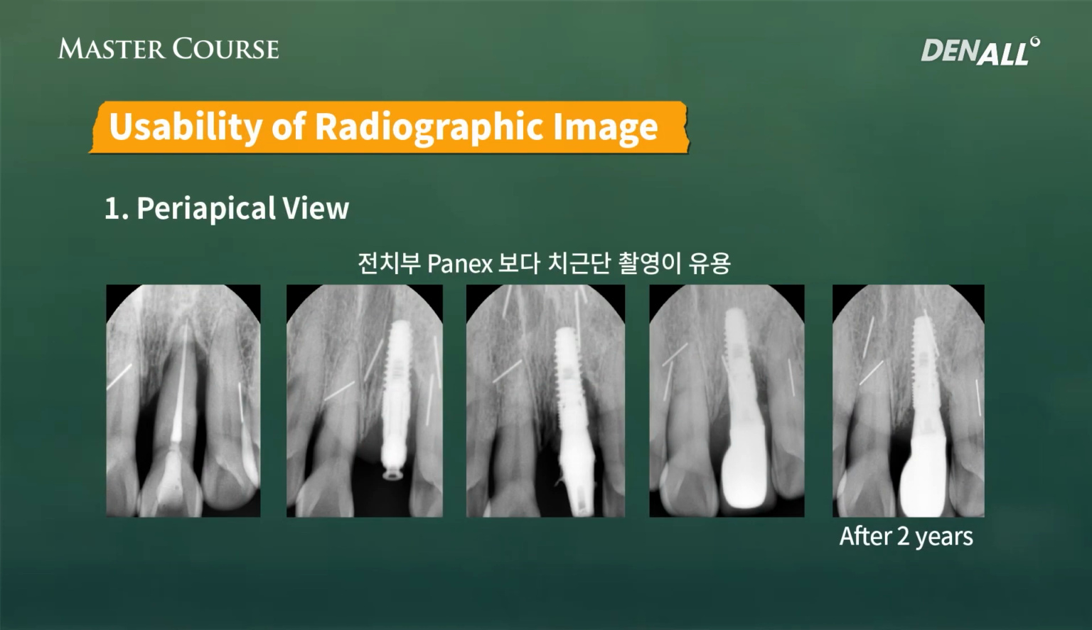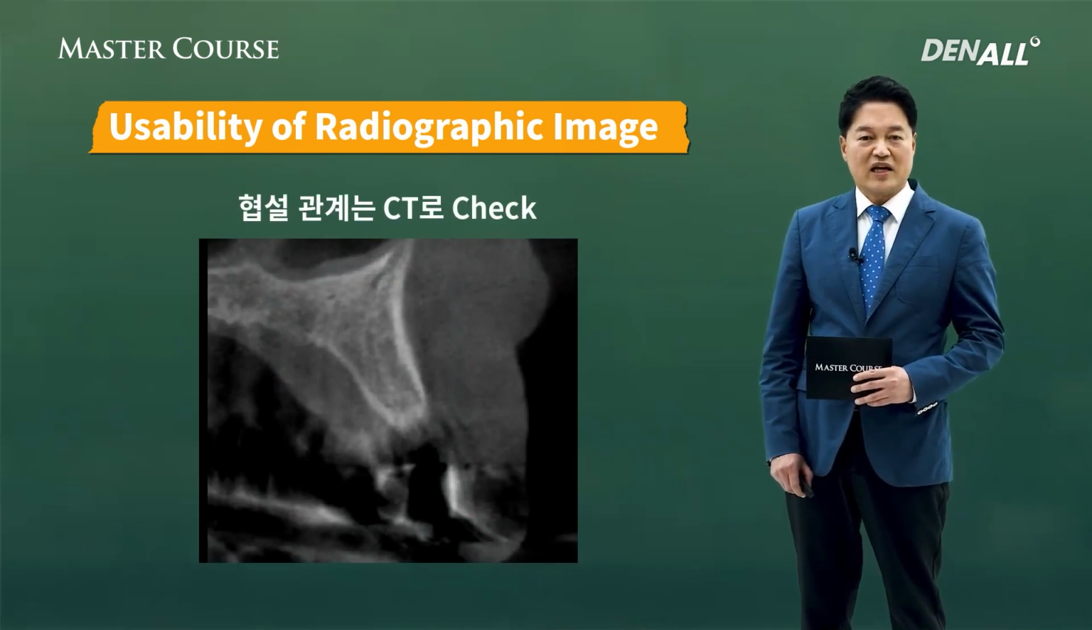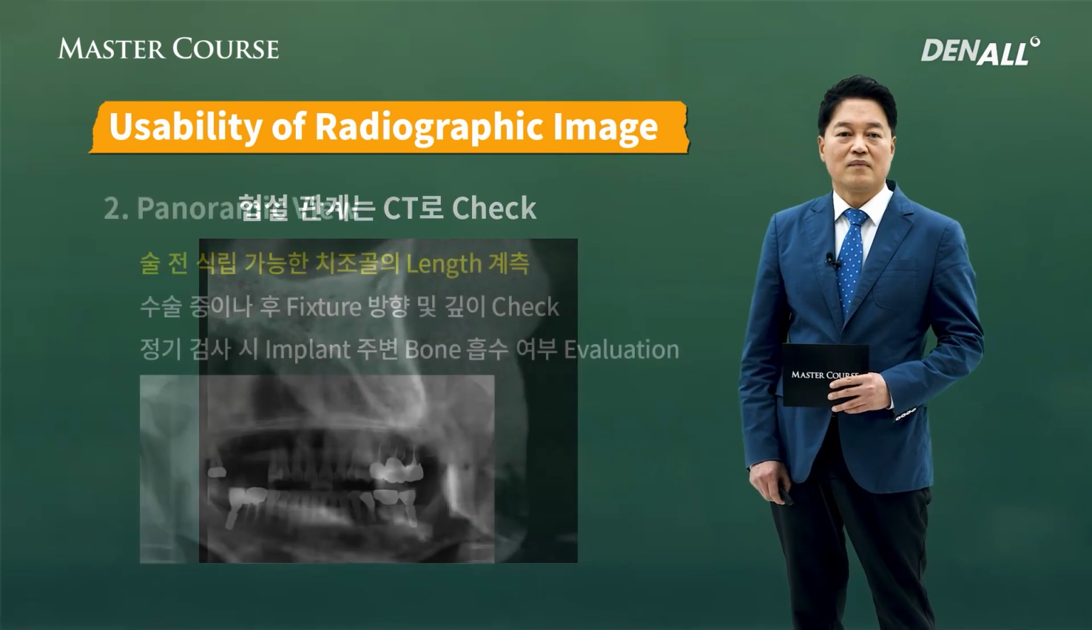Periapical view. In the anterior region, more than panax, the periapical view is favorable in checking the level of resorption and the remaining bone. After treatment, we also take a periapical view, even at recall checkup, to check marginal bone loss, and it helps a lot. For buccolingual relations, you need to take CT.